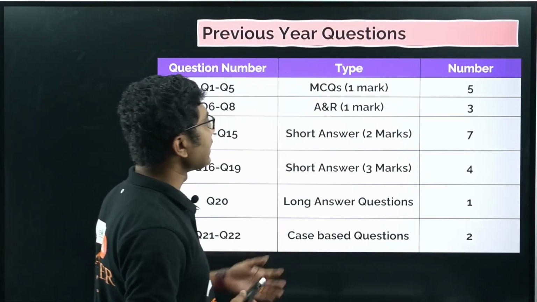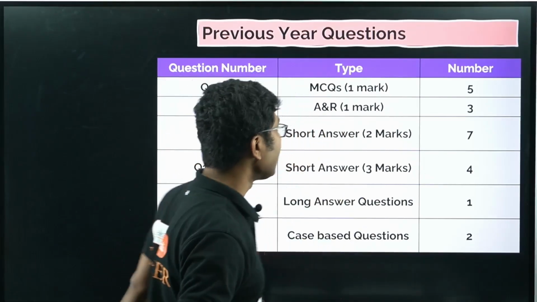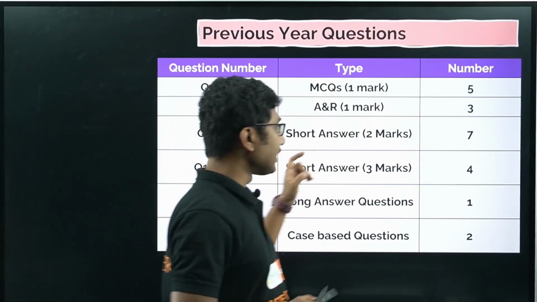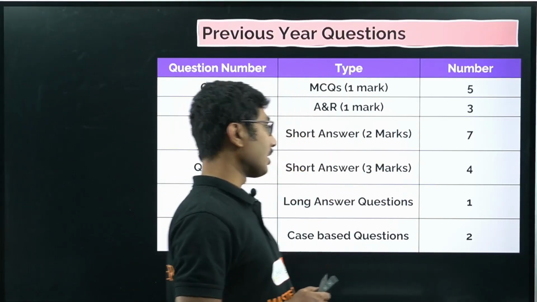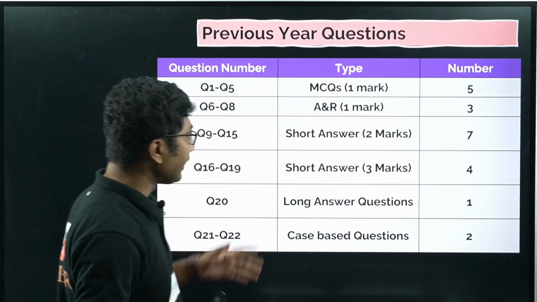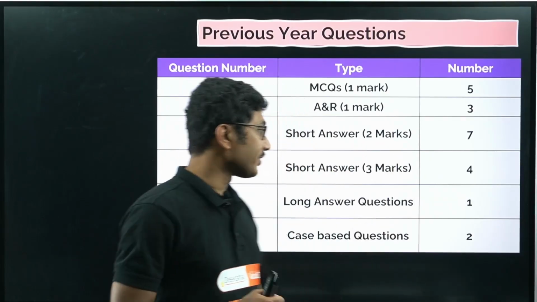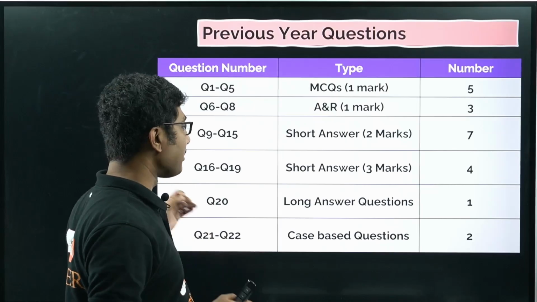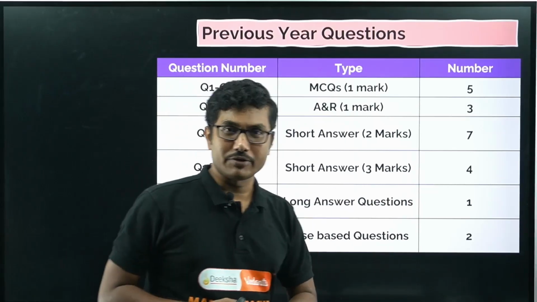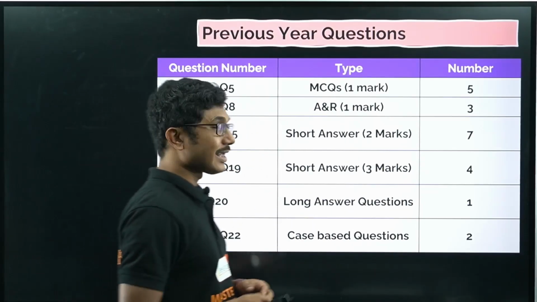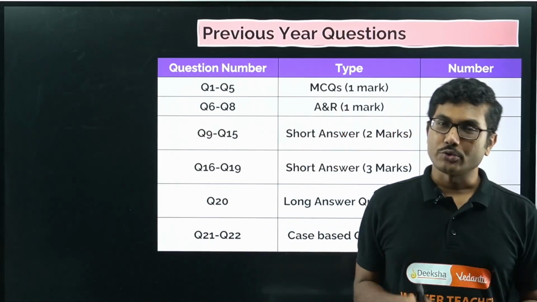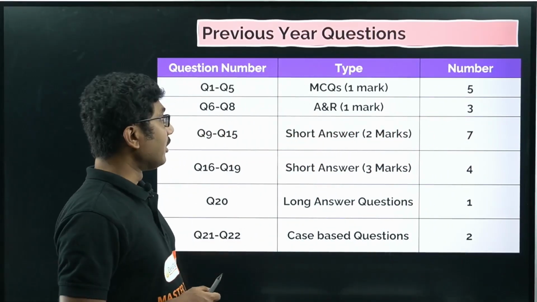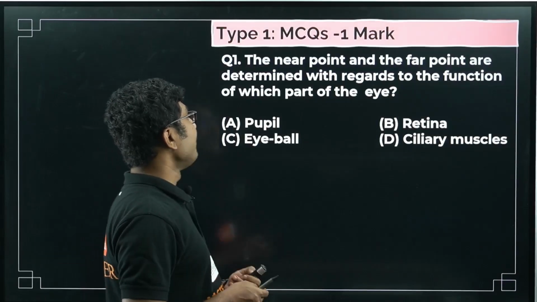Then we will also discuss assertion and reason based questions, that will be 3, and 9 to 15 there will be short answer type questions, 2 mark questions, 7 questions. Again 16 to 19 short answer 3 marks questions, 4. There are very few 5 mark questions from this chapter, so only 1 question is there, and sometimes they ask case based questions from this chapter, so 2 total case based questions. So without waiting, let's start with the MCQ first.